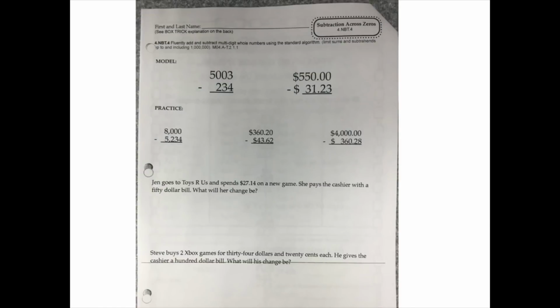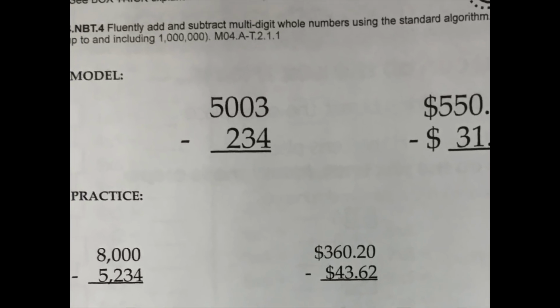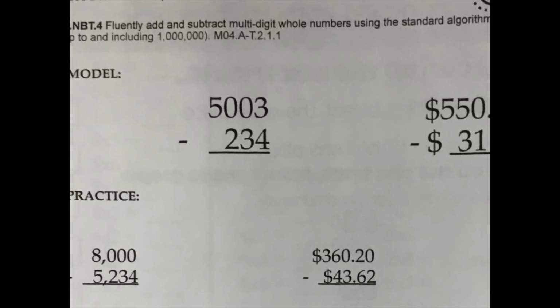Your math notebook should be put away. You should be flipped in your packet to subtraction across zeros. Now we're going to take what we learned with the box trick and apply it to some more problems. So here is our model right here. Let's look at 5,003 minus 234.